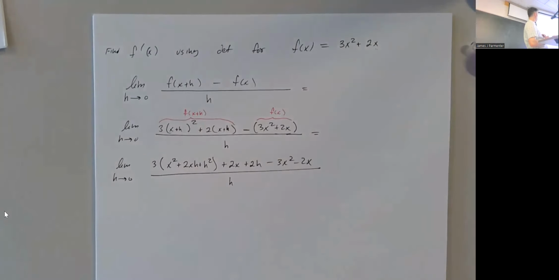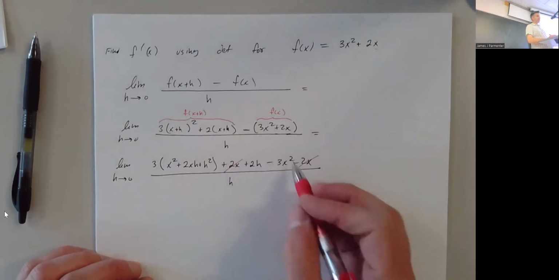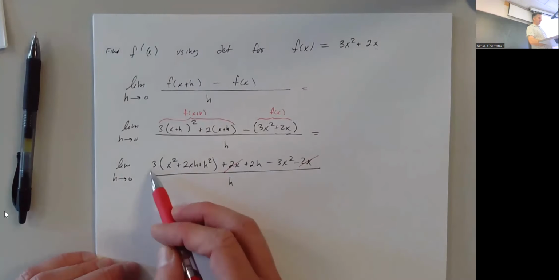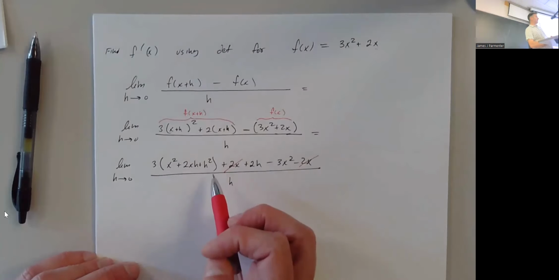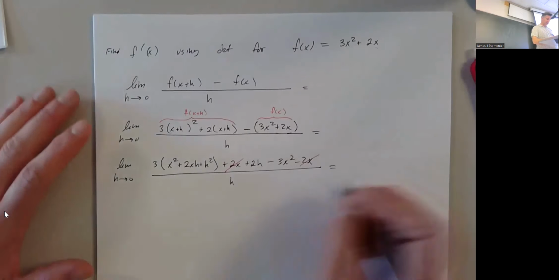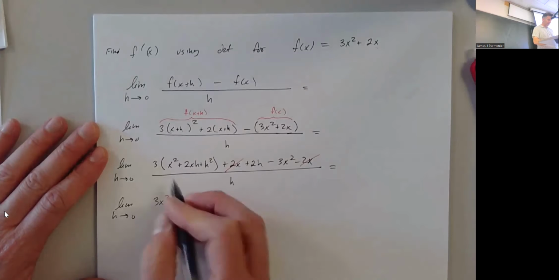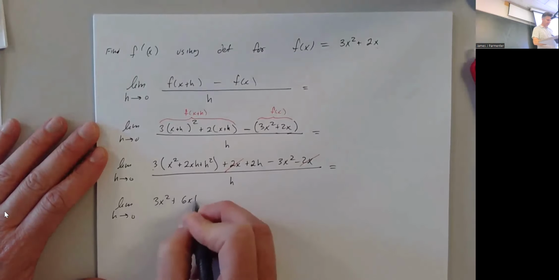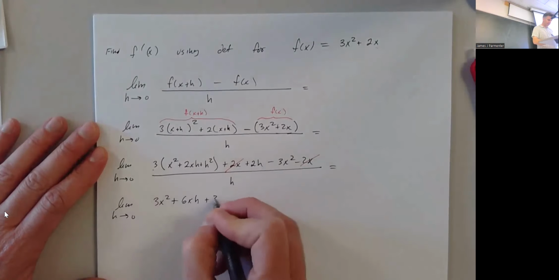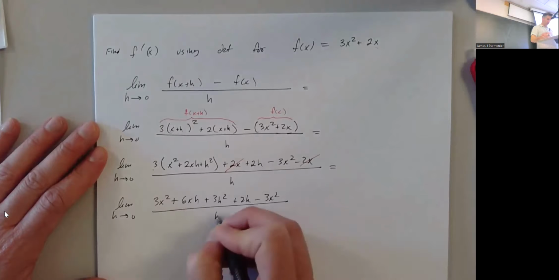At this juncture, the only thing I could really cancel is the 2x minus the 2x. 2x minus 2x is 0. I can't quite cancel the negative 3x squared yet with the 3x squared here because I still have to distribute this 3 to all the other terms as well. And it's kind of dangerous to cancel that and then forget to distribute the 3. So I'm going to first distribute the 3, with the limit as h goes to 0 of 3x squared plus 3 times 2xh is 6xh, 3 times h squared plus 2h minus 3x squared, all divided by h.